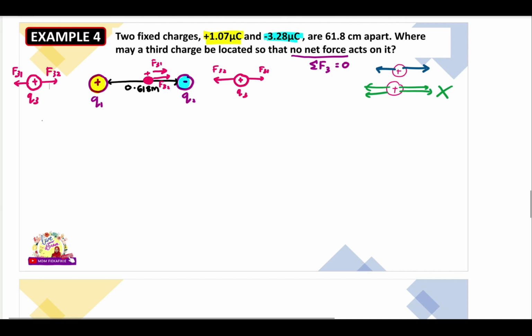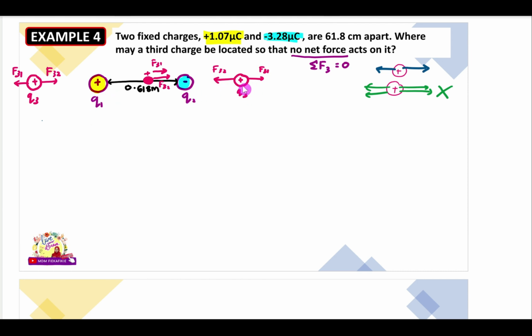Kalau kat sini tengok kan, ada dua position. Boleh jadi letak kat sini ataupun letak dekat sini. Mana kita nak pilih? Kita nak letak dekat mana? Okey, kita kena pilih salah satu, dan saya akan buang yang ini. Kenapa? Okey, sebab kalau kita letak dekat position ini, charge yang kedua Q2, you nampak dia punya magnitude 3.28 microcoulomb, lagi besar daripada Q1.